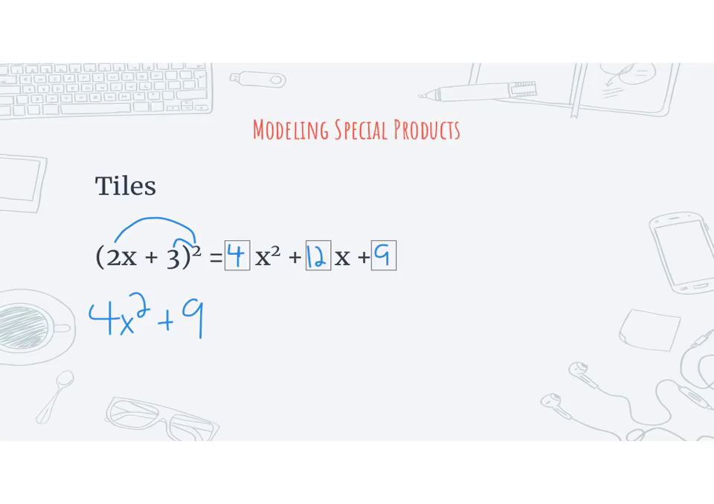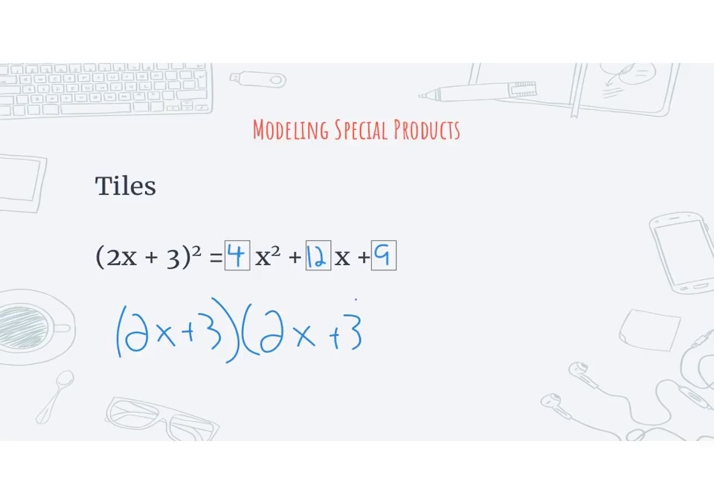So what really needs to happen here is not just distribution of the squared term, but it needs to be rewritten so that you see 2x plus 3 times 2x plus 3. Because when we have something squared, that means itself times itself. So like x squared is x times x, 2 squared is 2 times 2. So 2x plus 3 squared is the same as 2x plus 3 times 2x plus 3.